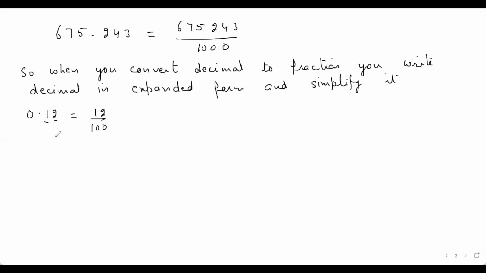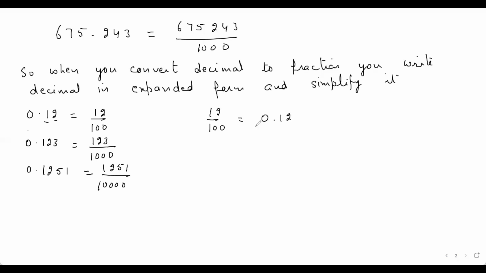There are 2 digits after decimal, so we write 2 zeros, and it means we write 100. If there are 3 digits after decimal, we write it 123 upon 1000. After decimal, there are 3 digits, so we write 3 zeros, means we write 1000. Similarly, this is how we convert decimal into fractions. Similarly, if I am to write 12 by 100 into decimal form, it is 0.12.